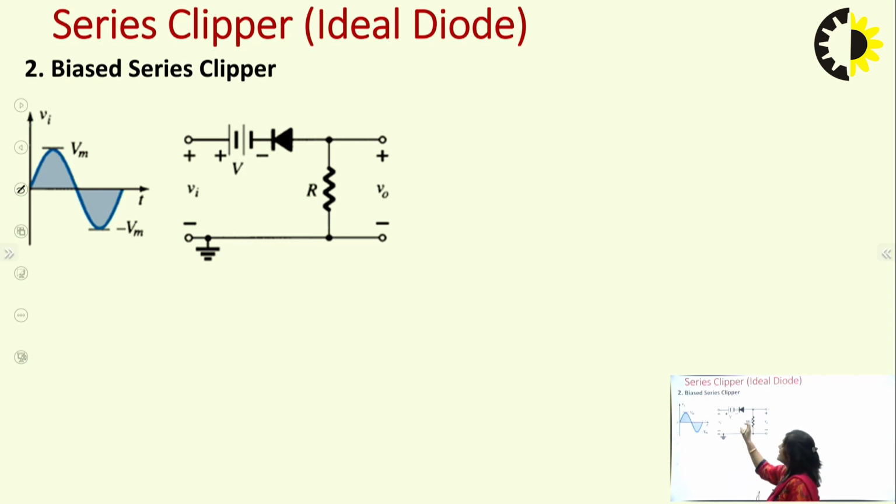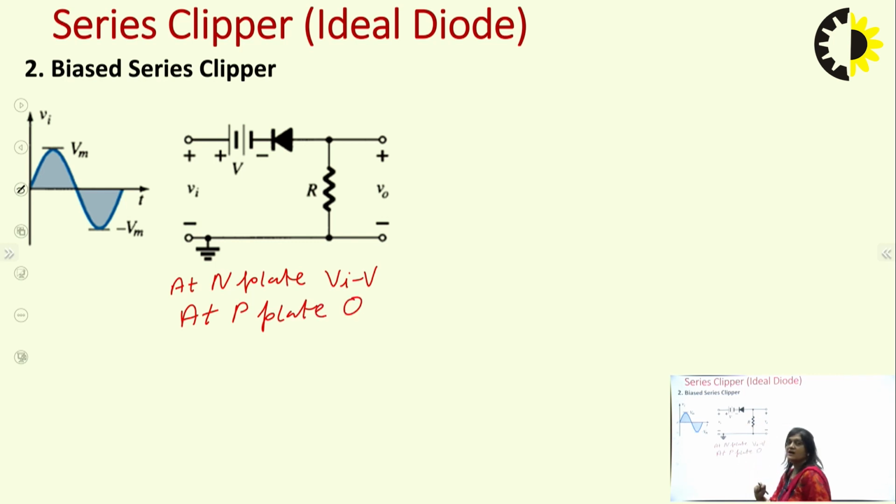At the N plate, the potential is Vi minus V, because Vi and V are against each other, their polarities are opposite. So Vi minus V is the net potential at the N plate, and at the P plate the potential is 0, because we are currently determining the state of the diode. In this state the output voltage is 0.